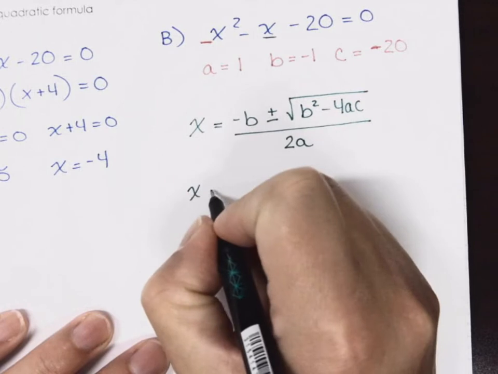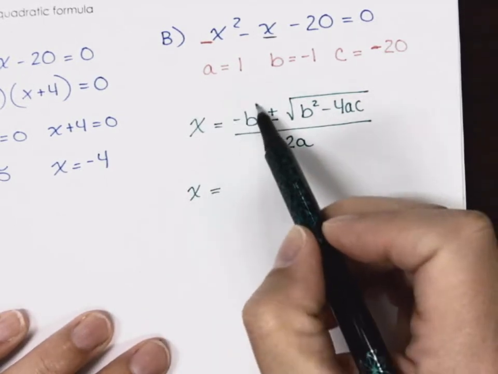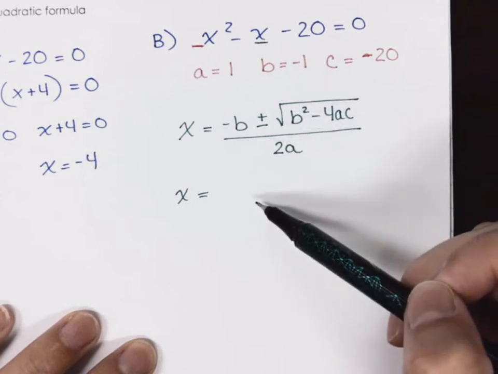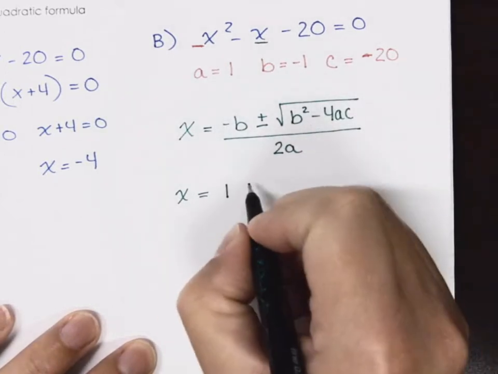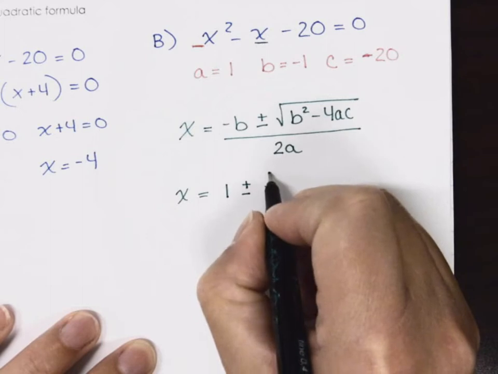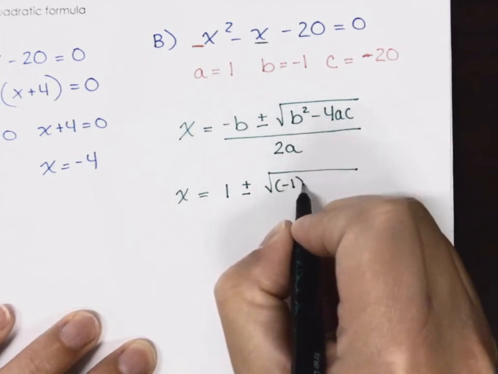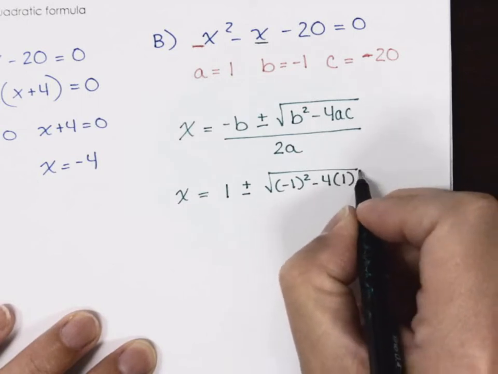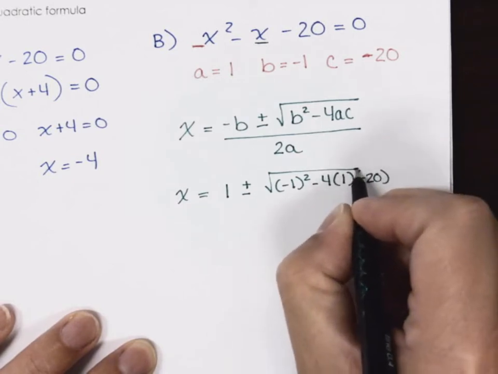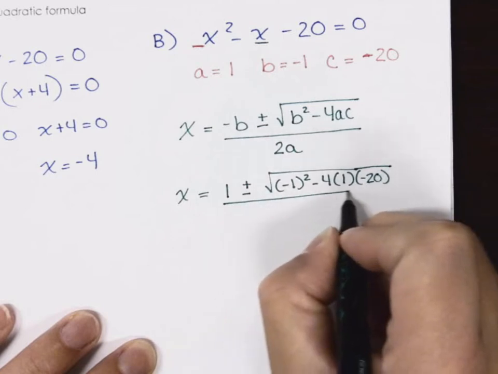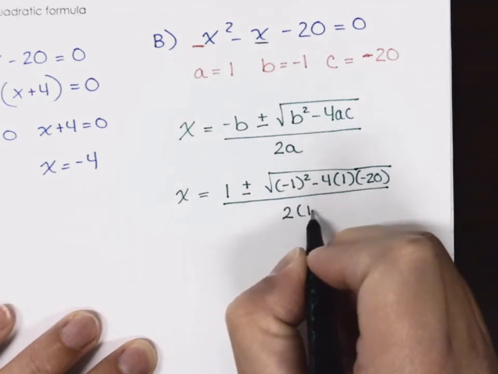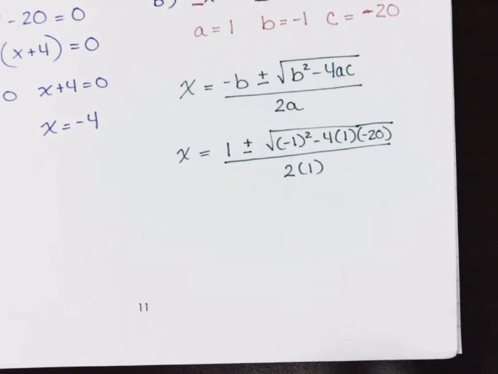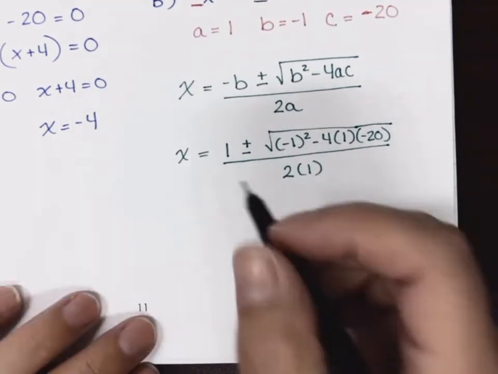All right, so this is kind of like our secret formula, that negative b. So if our b is a negative 1, what is it here? It's a positive 1. 1 plus or minus the square root of negative 1 squared minus 4 times a was 1, and c is negative 20, all over 2 times 1. Not a lot of hard math here, folks. Not a lot of hard math, but math nonetheless.